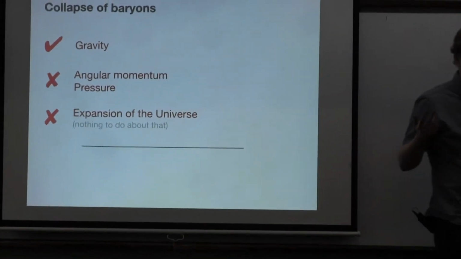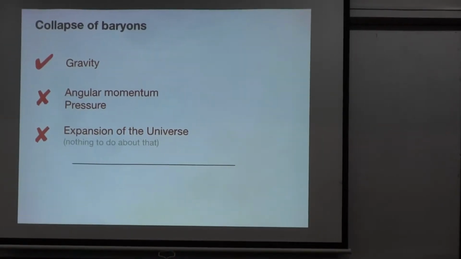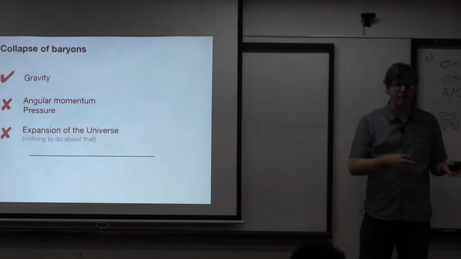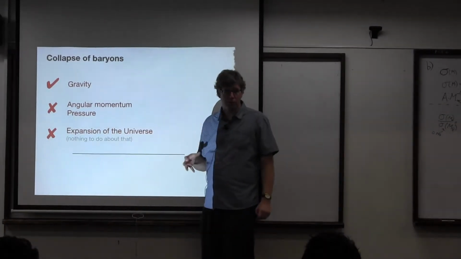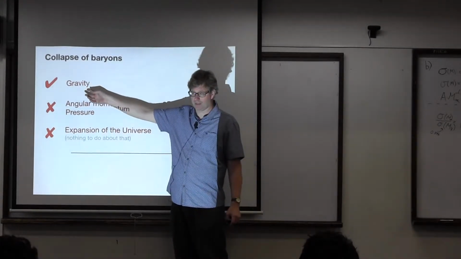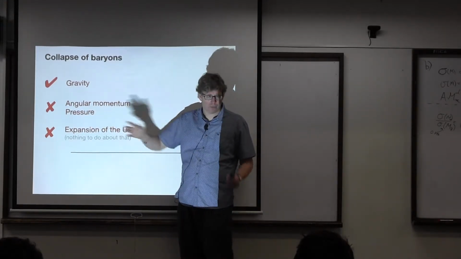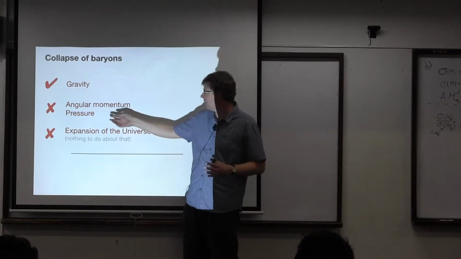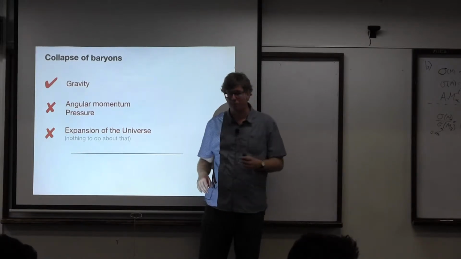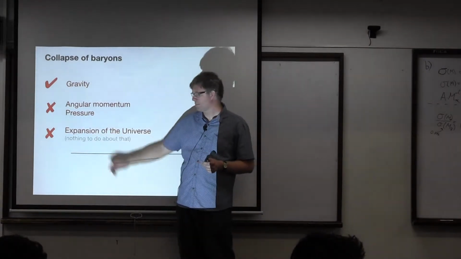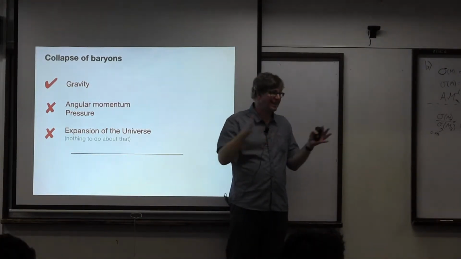So galaxies are formed of baryons, right? We all agree on that, I hope. Most of what you're interested in a galaxy is baryons: stars, planets, human beings, etc. The thing that helps you collapse is gravity. That's a good thing. What's a bad thing for collapse are things like pressure. Pressure forces resist collapse, the same thing as in Jeans analysis. Angular momentum is bad because you can't go down if you have too much angular momentum, so you stay there. And the expansion of the universe is also bad because that also goes against your collapse.